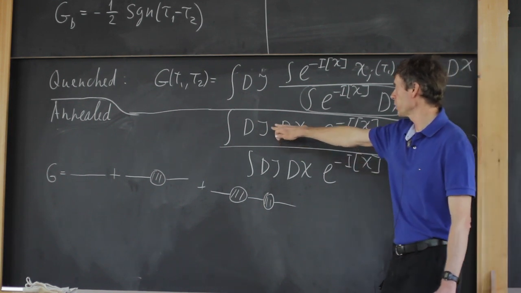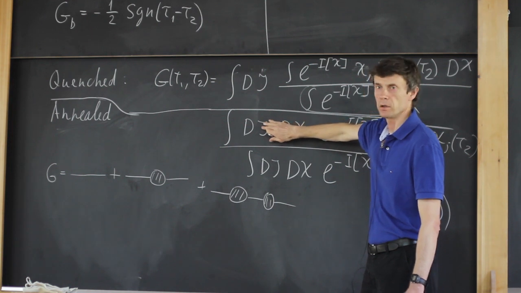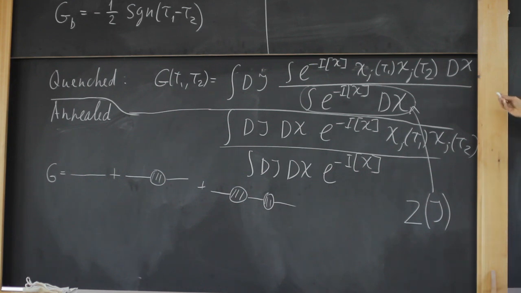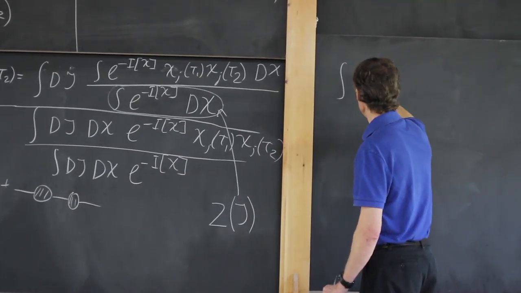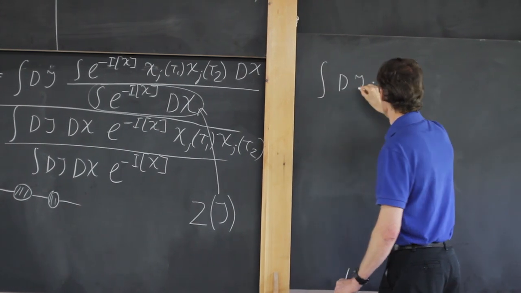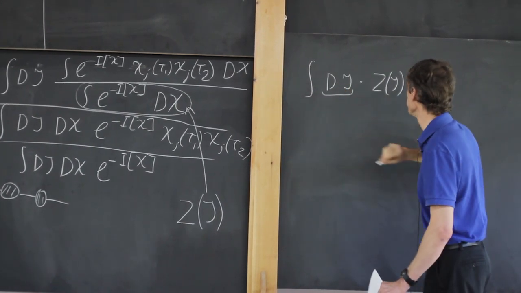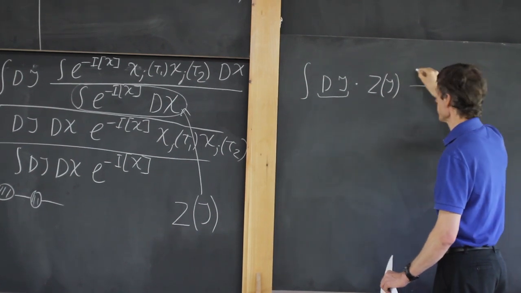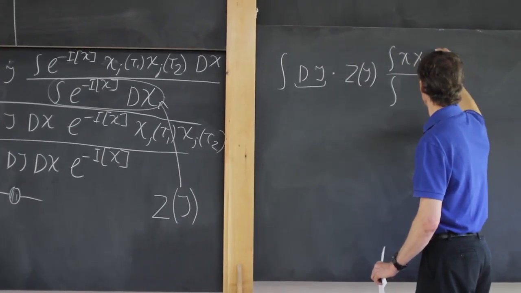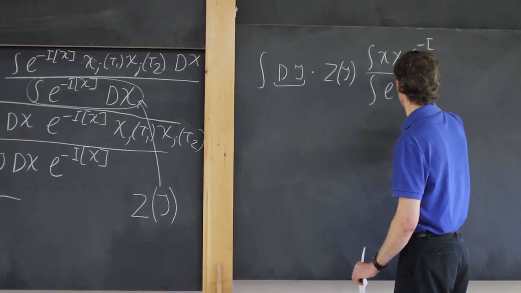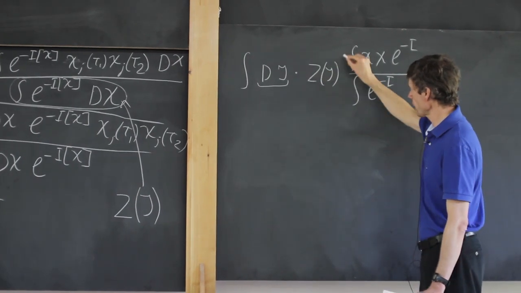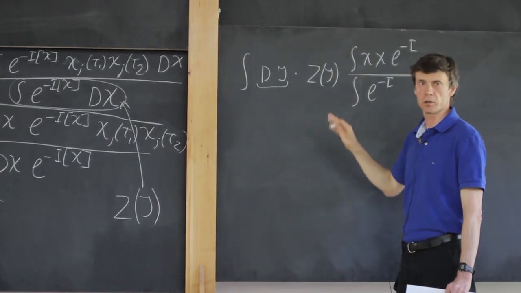Yeah, the same probability distribution goes in both integrals. But the second integral, if we do the annealed disorder, we can write it this way. Integral over dj times Z of j. The probability distribution goes here. And times this ratio. And if we cross out Z of j, we'll get the quenched disorder.